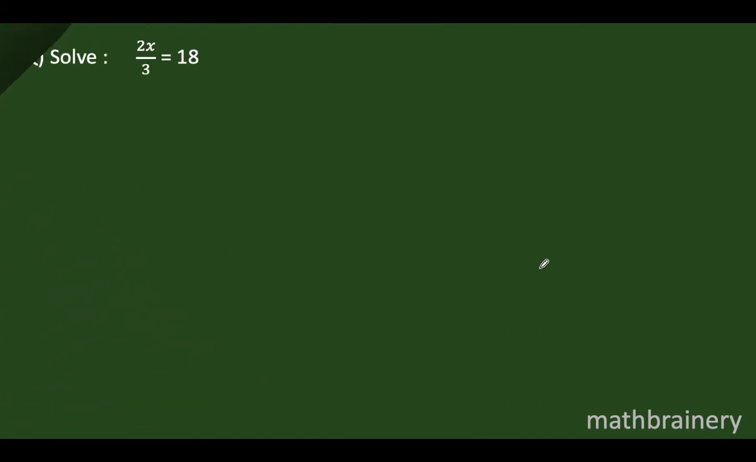It is nothing but 10 times 5 by 1, which is 50. Look at the next question. 2x by 3 is equal to 18. So you can solve this by writing 18 as 18 by 1. Let's cross multiply now. 2x times 1 is 2x. 18 times 3 is 54.